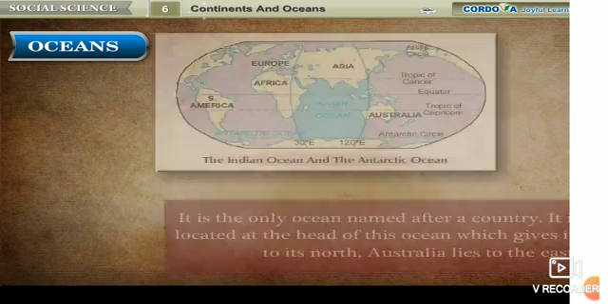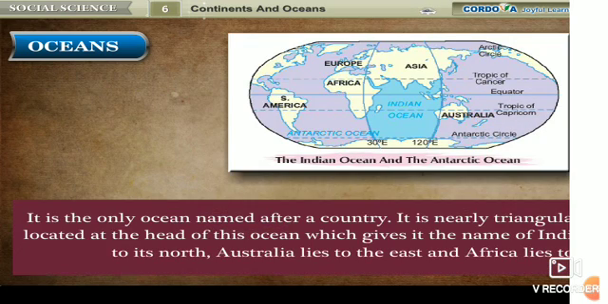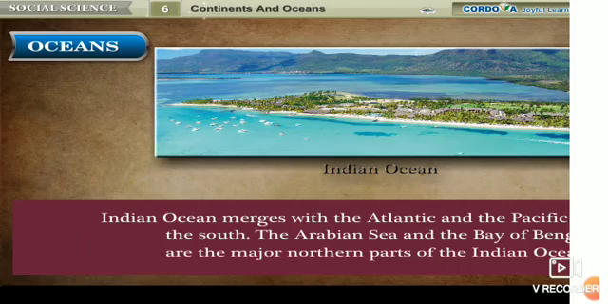The Indian Ocean. It is the only ocean named after a country. It is nearly triangular in shape. India is located at the head of this ocean, which gives it the name of Indian Ocean. Asia lies to its north, Australia lies to its east, and Africa lies to its west. Indian Ocean merges with the Atlantic and the Pacific Oceans in the south. The Arabian Sea and the Bay of Bengal are the major northern parts of the Indian Ocean.